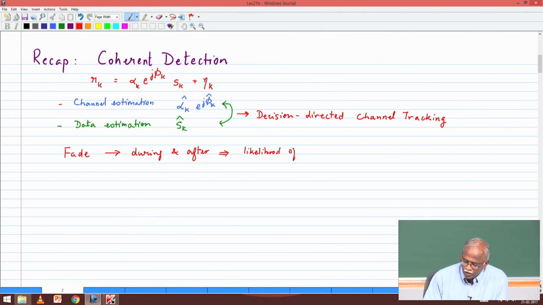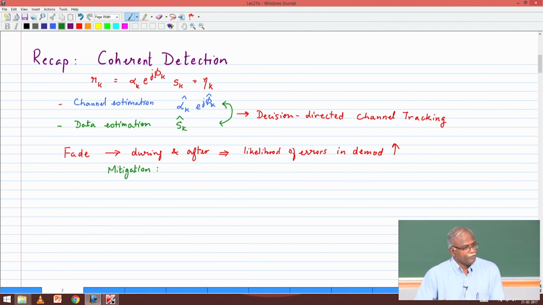Likelihood of errors. Keeping in mind that fades can occur, even if my average SNR is quite high, the instantaneous SNR can fluctuate. So this can cause errors to occur suddenly because of the presence of a fade. And we have also discussed some ways by which we will mitigate.